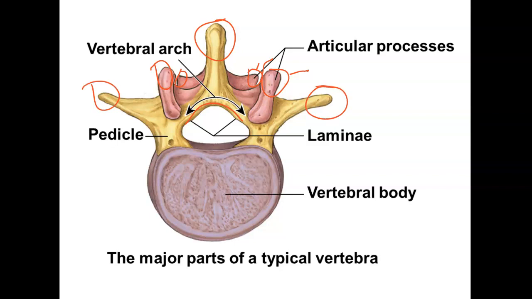In the center, the hole or the opening is going to be referred to as the foramen. And so any hole, remember, is going to be a foramen. This section right through here is going to be referred to as the pedicle. This section through here and kind of through here is referred to as the lamina, or laminae. And then, of course, you have your large vertebral body there. So those are some of the major parts of a typical vertebrae.